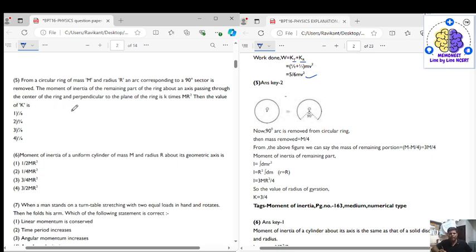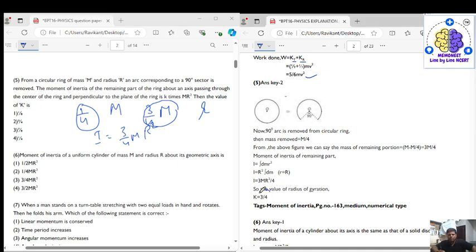See, when the 90-degree sector has been removed, that means 1/4 of the ring has been removed. It means if the total mass was m, the mass left is 3 by 4 times m, right? And this mass is being rotated about the radius, which is equal to r. So the moment of inertia I will be equal to 3 by 4 m r square. Initially it had moment of inertia m r square, right? So the factor by which it has changed is 3 by 4.